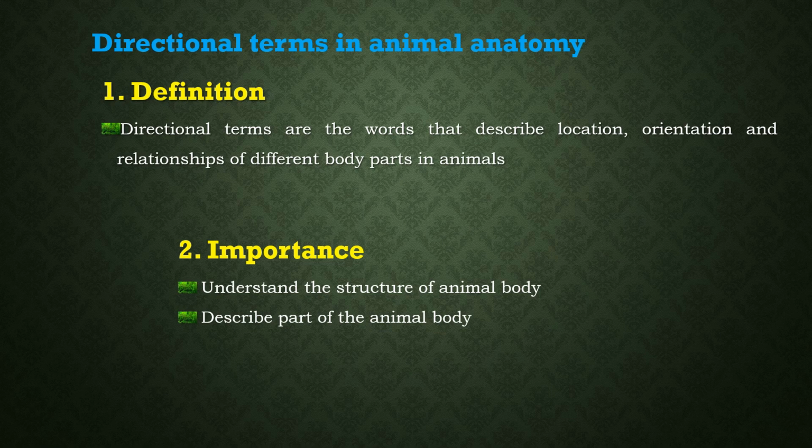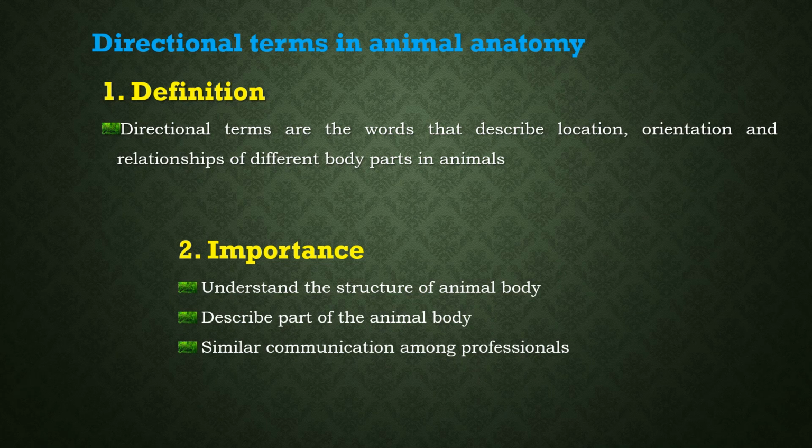The third and the main point of using directional terms in animal anatomy is to make a uniform, standard, and clear way of communication among the students, veterinarians, biologists, researchers, and anyone who is working with animals. Therefore, knowing directional terms in animal anatomy is very important to describe parts of the body accurately, to understand the structure of the animal body, and to make a uniform communication among professionals.